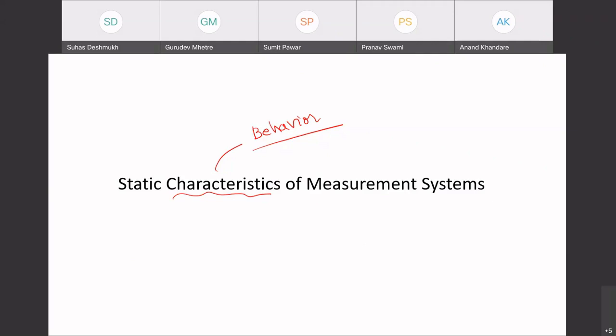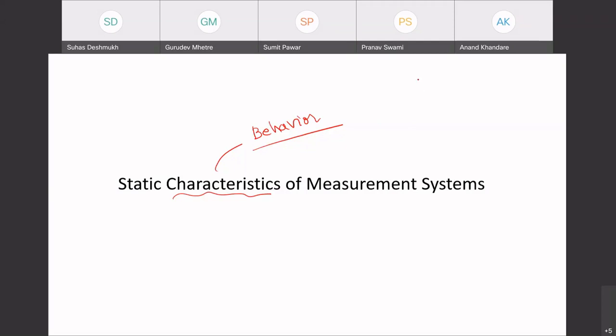Static we already discussed. What does static mean? Static means whenever I create any change in my system, the frequency of the change, or the speed of the change in the particular parameter, is very low compared to its natural frequency. That is what it is called.